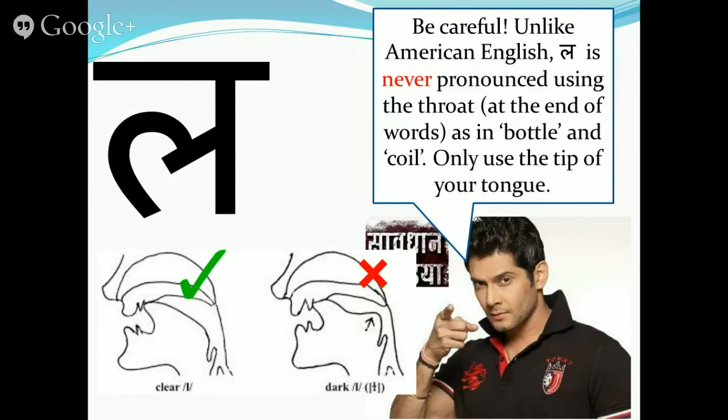So bottle, coil, right? That L sound does not occur in Hindi. So when we see this symbol, we should always say la, the first one, but never the second one. We don't want to say all, right? And it really comes into play when it's at the end of words. Like we would say bul, ball, but not the second one. That would not be a correct pronunciation.